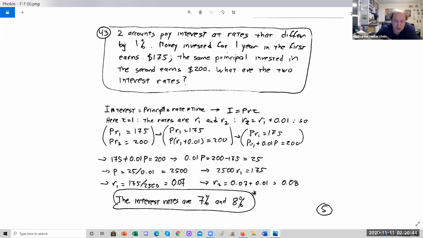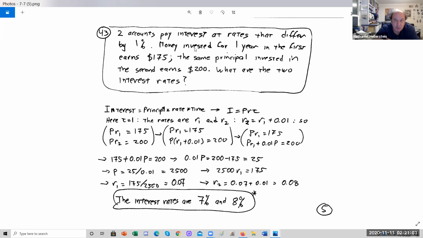Well, okay, in a sense, it is a rational problem. 2 accounts pay interest to CDs, whatever, at rates that differ by 1%. And we're going to find out what those 2 interest rates are. So R1 and R2. And R2 is the bigger one, R1 plus 1%.